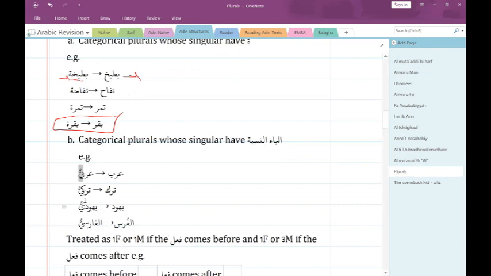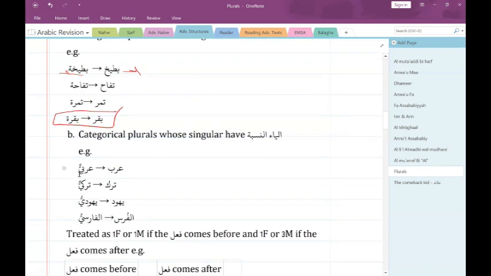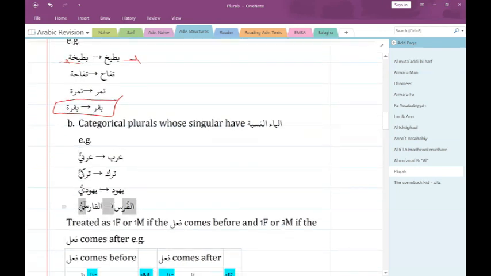Okay. Or Turkiyun is one Turkish man. Turk is many Turkish men. Yahudiyun is one Jewish man. Yahud, many Jewish. So you basically just got rid of the ya and nisba in this case. Except for this one, which is slightly different, but it's more or less the same pattern. Al-Farisiyu is one Persian man.